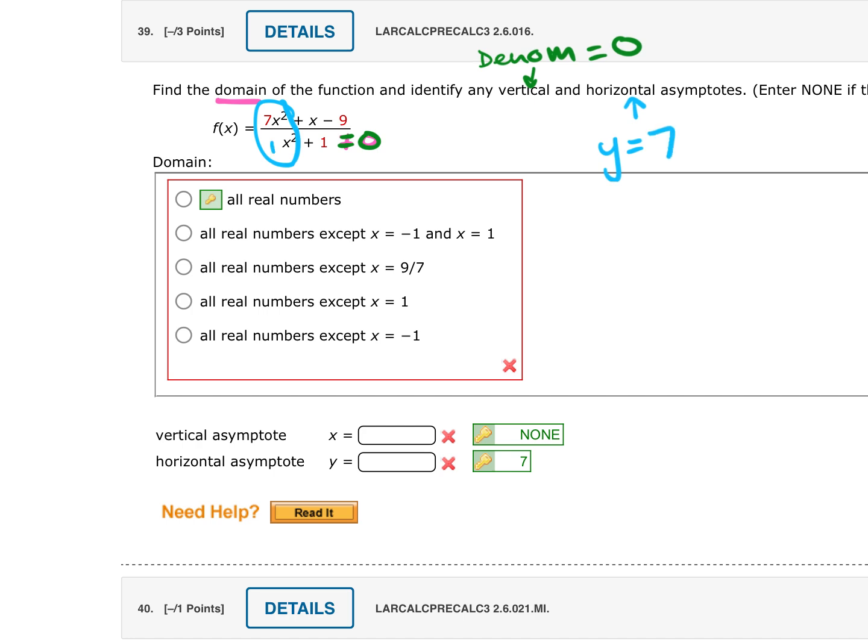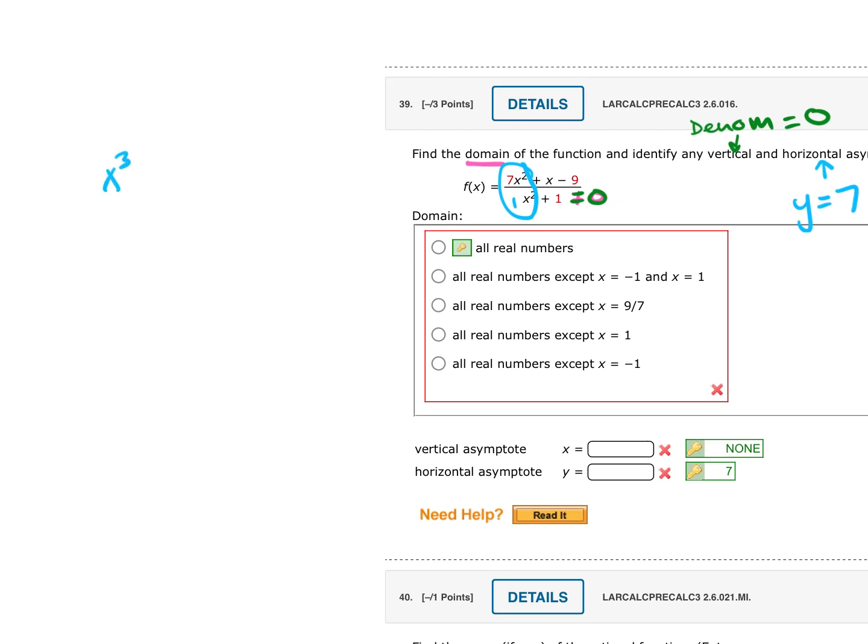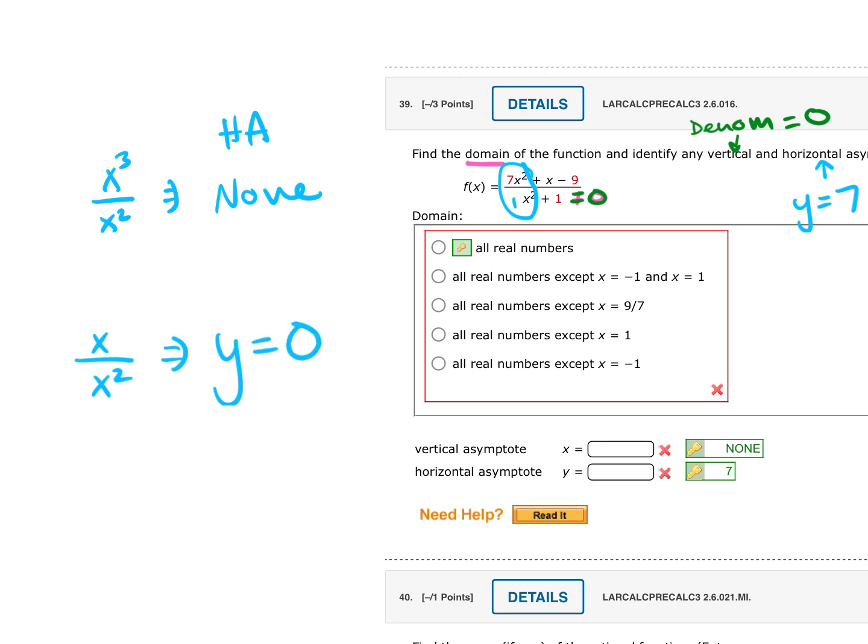Let's say we had x cubed over x squared. When your degree on the top is higher than the degree on the bottom, our horizontal asymptote would be none. We don't have any. If our degree on top is lower than the degree on the bottom, so let's say we had x over x squared, our horizontal asymptote here would be y equals 0. So if they're the same, look at the coefficients. If the top is greater, then you have no horizontal asymptote. If the bottom's greater, your horizontal asymptote would be y equals 0.